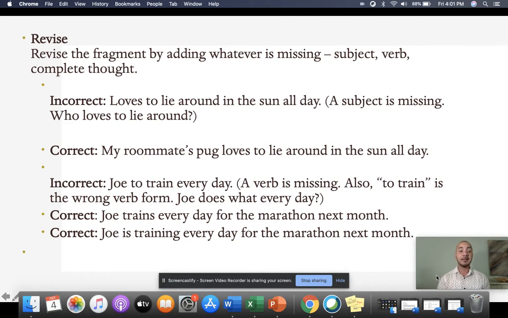A second example reads, "Joe to train every day." Okay, well in this case, we're actually missing a verb. To train is a verb, but it's not in the right form. So we have to revise that in order to correct it. We can correct that as Joe trains every day for the marathon next week, or simply Joe trains every day would be fine. Or Joe is training every day for the marathon next month. Two ways to put the verb in the correct form, therefore fixing the fragment.